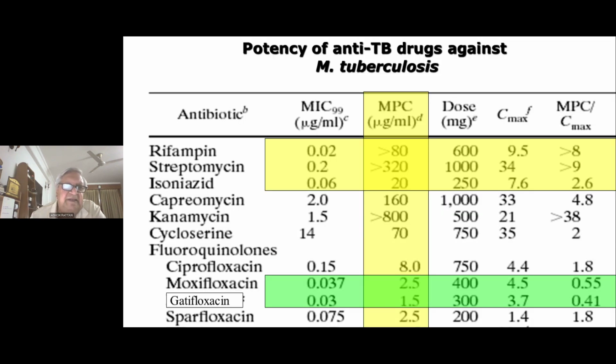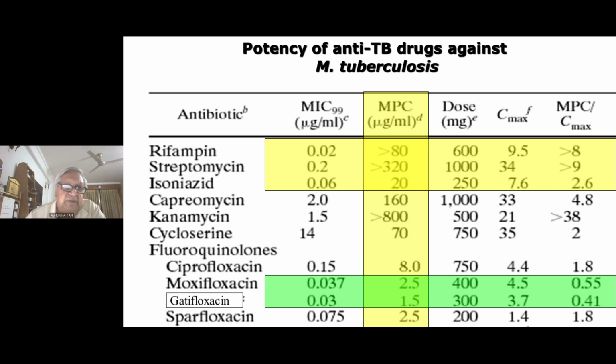Let me explain here. Rifampicin, streptomycin, and INH have excellent activity against Mycobacterium tuberculosis. But if you pay attention not to the MIC but to the MPC, the mutation prevention concentration, you find that they're not very good in terms of mutation prevention concentration. Therefore, whenever you use rifampicin, streptomycin or INH, you would kill the sensitive ones, but you will select for the resistant ones.